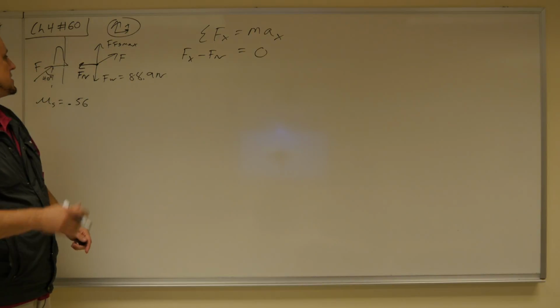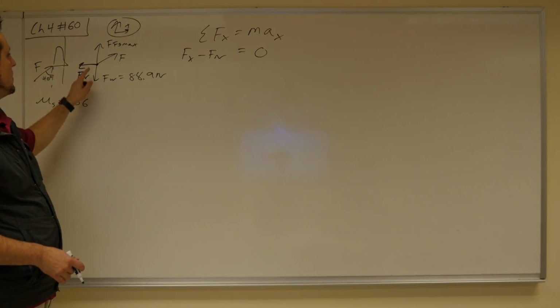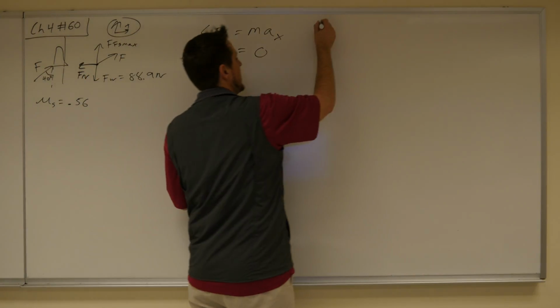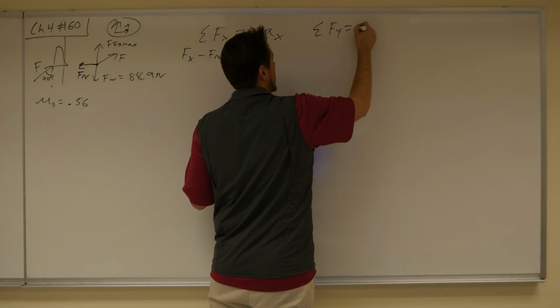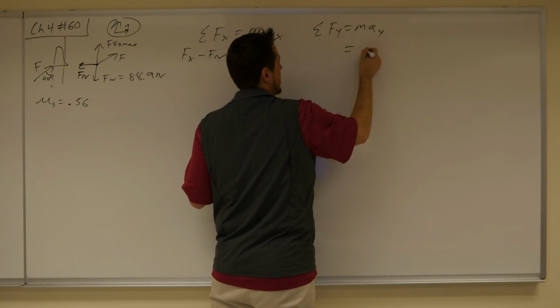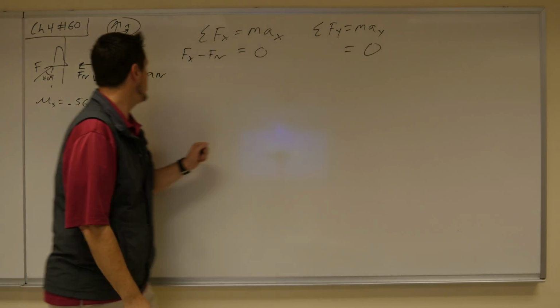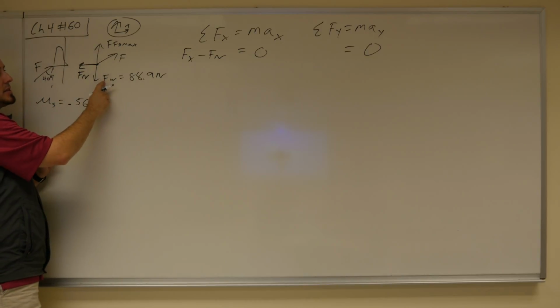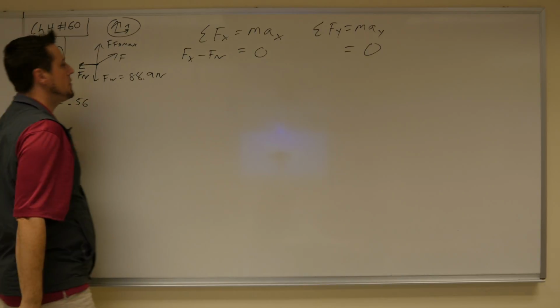Let's see, it looks like we're stuck there because we don't know the normal force and we don't have Fx, so let's keep going. Let's sum the forces in the y direction. And again, the book's not going anywhere in either direction, so that's 0. In the y direction, we have three things: static max, the weight, and the y component of this force.